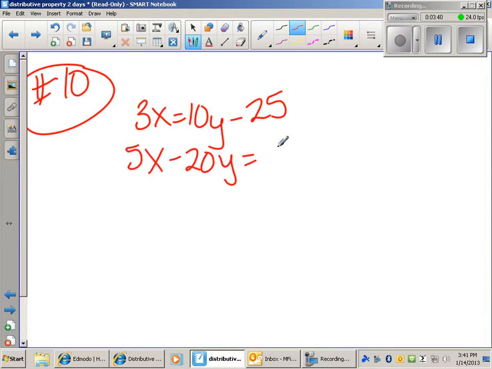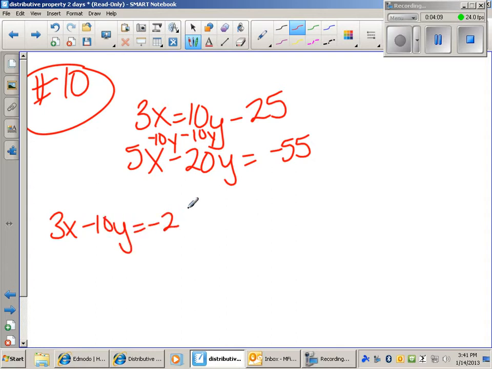Now the problem with this system is that, first of all, everything's not lined up correctly. So that top equation is not written in standard form. And I want my equations written in standard form in order to solve them using elimination. So I'm going to need to subtract 10y from both sides on the top equation to get it in standard form. So I would have 3x minus 10y is equal to negative 25, and 5x minus 20y is equal to negative 55.